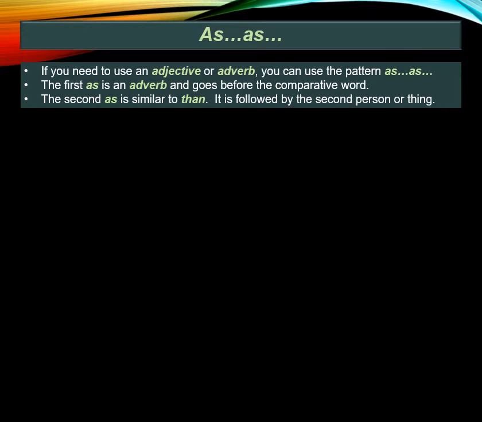Now, if you need to use an adjective or adverb to show similarities, not just a noun, you can use the pattern as something as. The first as is an adverb and goes before the comparative word. As tall, as quickly, as many. But notice the comparative word is the base form. You don't add -ER, you don't use more with as. The second as is similar to than. It can be a preposition, it can be a conjunction, and it is followed by the second person or thing.